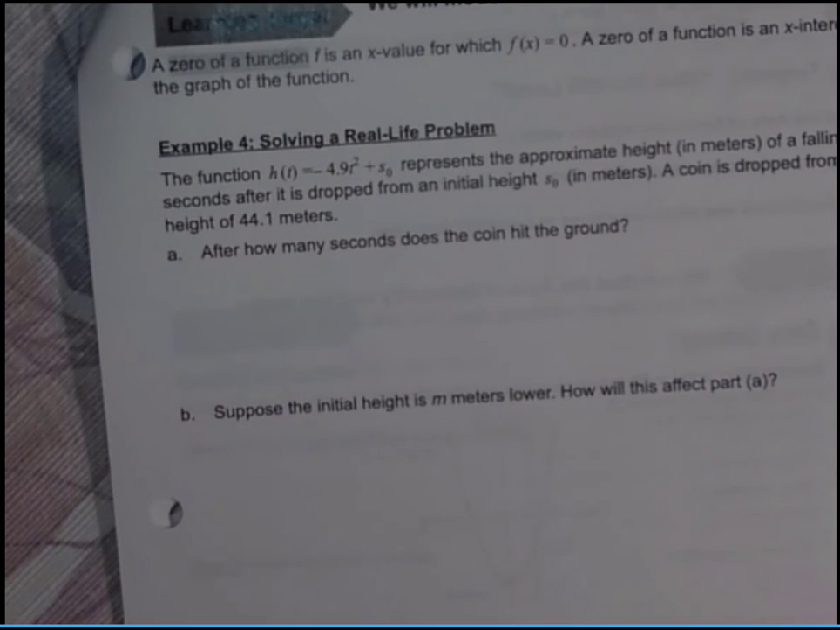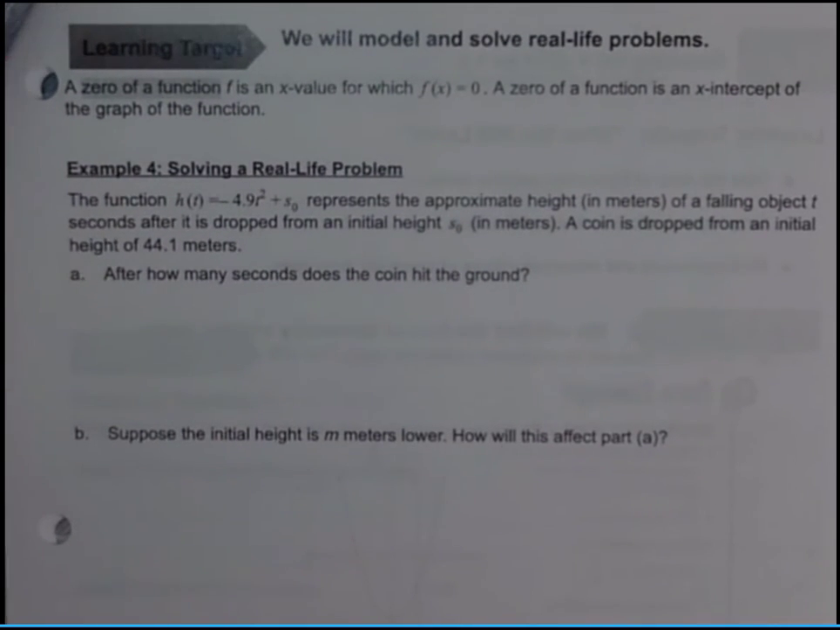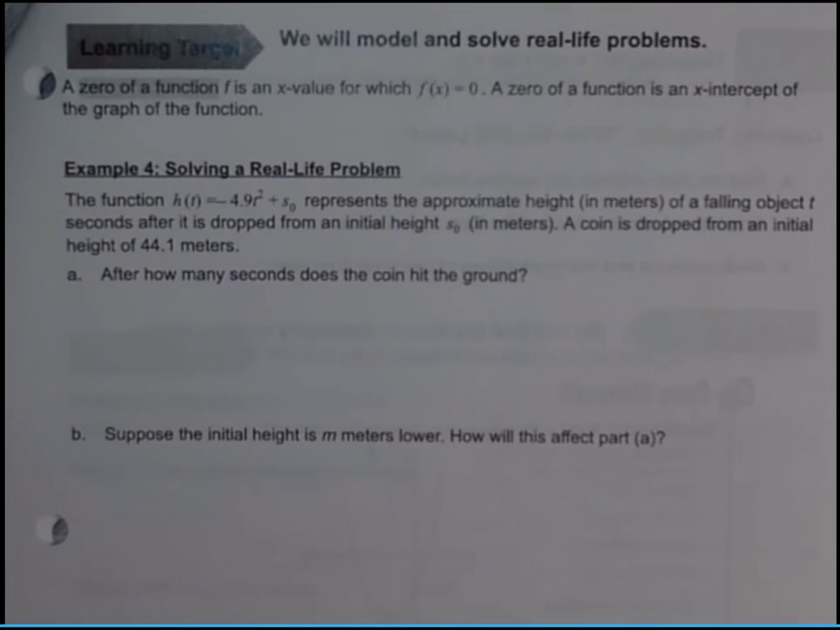Okay, so for our last example here, let's take a look. Let's model a real world problem. A zero of a function f is the x value for which f of x is 0. A zero of a function is an x-intercept of the graph. Well, what in the world does that mean? Well, let's take a look.